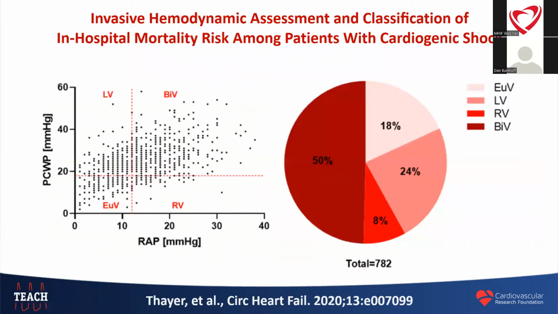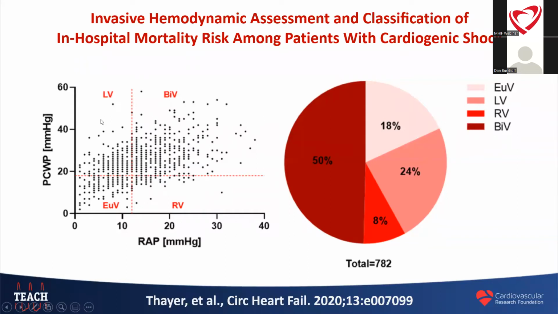So let me first talk about wedge pressure and central venous pressure, or RA pressure. And these are data from the Cardiogenic Shock Working Group. What we've done is we've taken the data from patients with right heart cath data available, and we plotted the RAP versus the wedge pressure. And we've divided this plane into four different quadrants. The lower left is when wedge and RAP are both normal, and we call that the euvolemic quadrant.